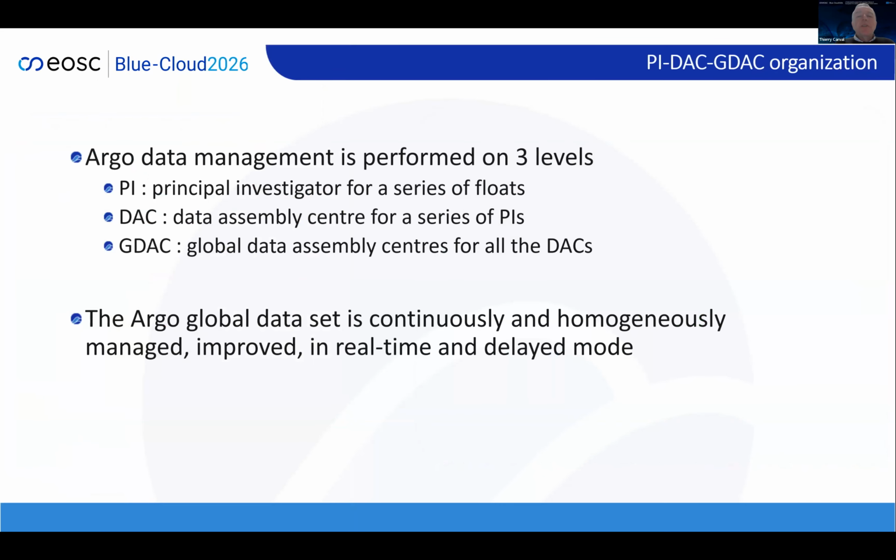So Argo data management is performed on 3 levels. The first actor is the principal investigator. It's a scientist in charge of a series of floats. Then there is a data assembly center. There are 11 of them. They are in charge of a series of principal investigators, and the global data assembly center aggregates the data from the 11 DACs. The Argo global dataset is continuously and homogeneously managed, improved in real time and in delayed mode.